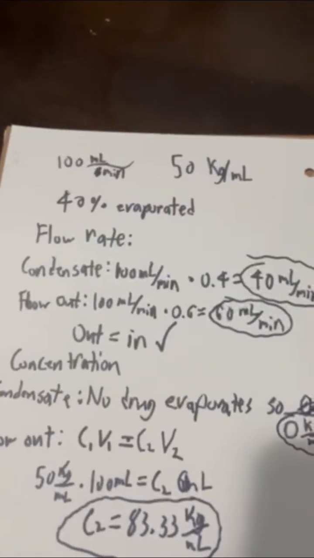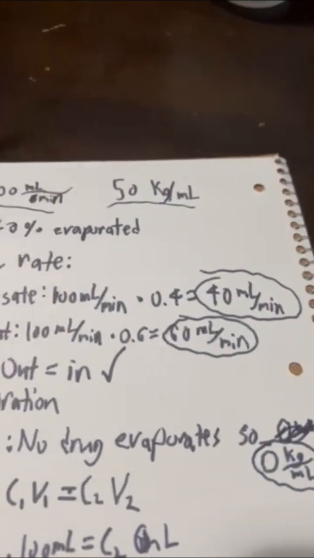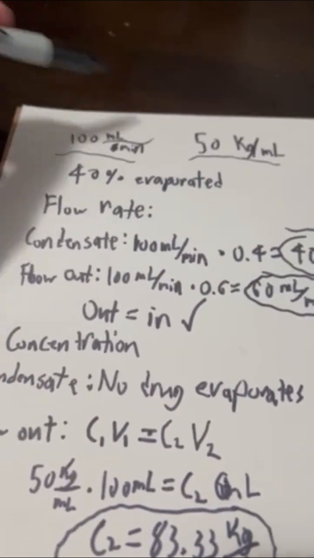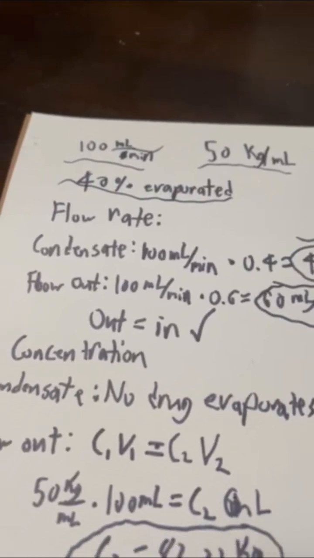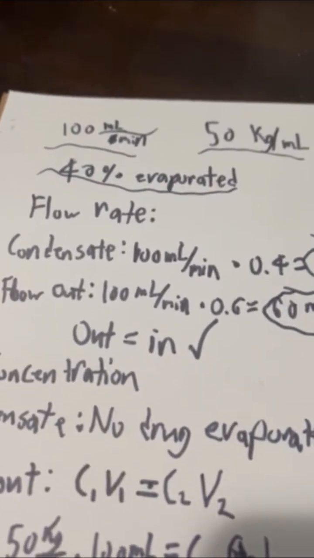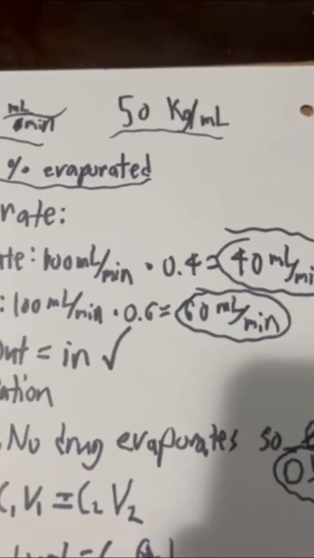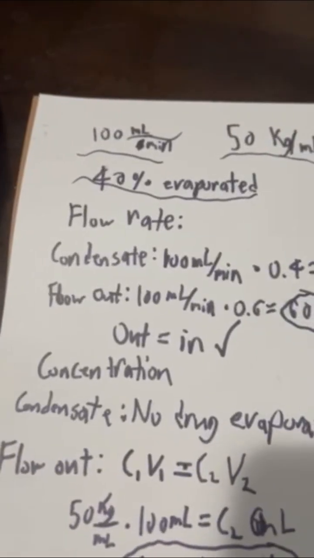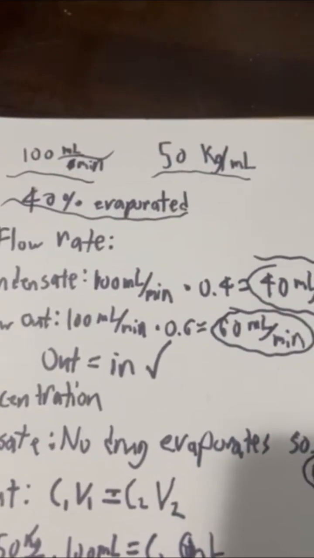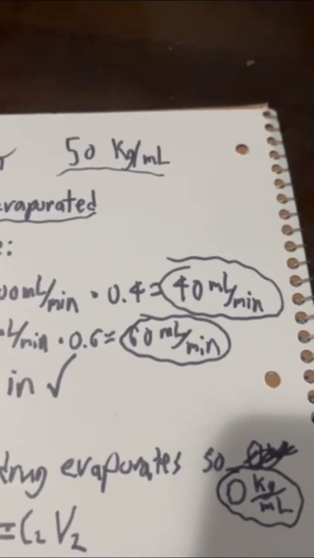So now if our little still had 100 milliliters per minute flowing in with a concentration of 50 kilograms of drug per milliliter, and going over the heat coil 40% of this solution evaporates, we'll find that the flow rate for the two outputs would be, we have 40% evaporating, so the condensate will have 40% of the 100 milliliters per minute going out, which will leave us with 40 milliliters per minute. The flow out will be the other 60% that doesn't evaporate, so 100 milliliters per minute times 0.6 would get us 60 milliliters per minute.